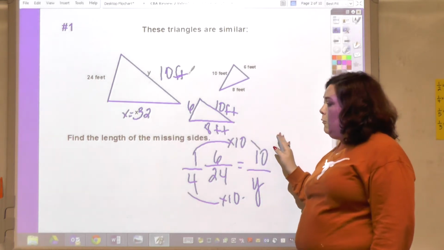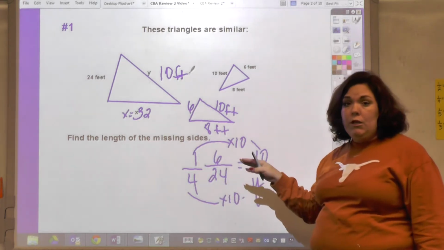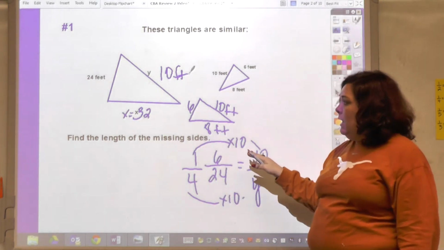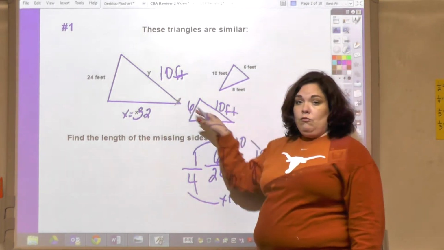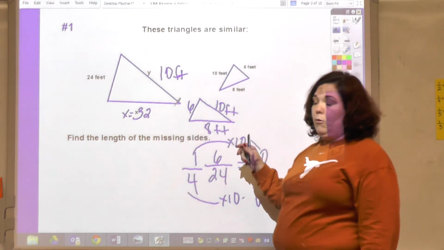You may also be given multiple choice where it gives you the proportion, and it says which proportion can be used to solve this. And if you turn it and draw them side by side, you can look and compare and find out which proportion is correct.